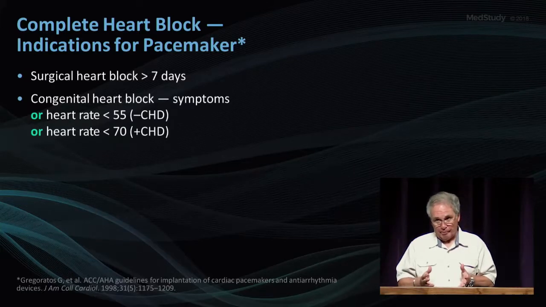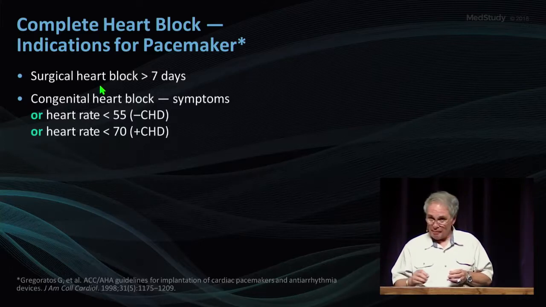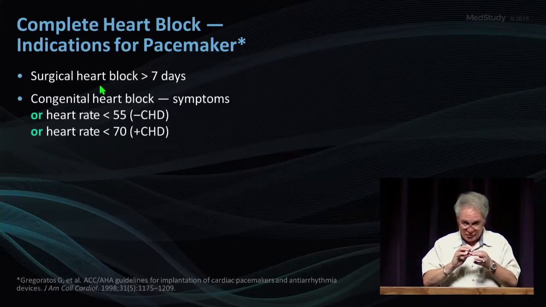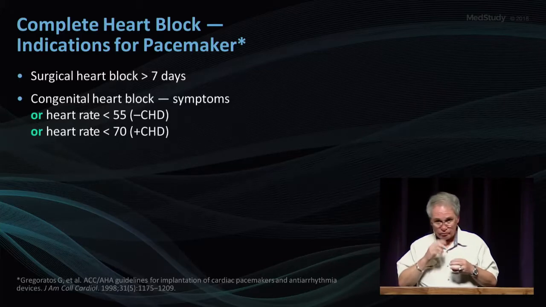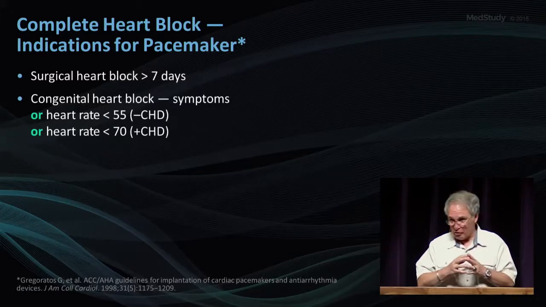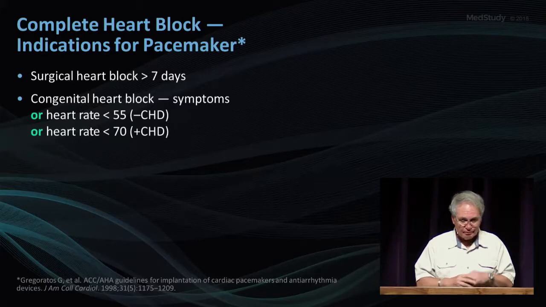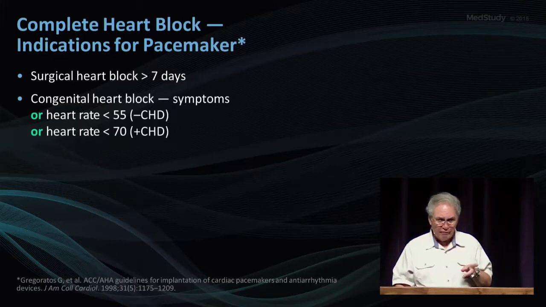How do we treat complete heart block? Well, pacemaker. When do we do it? For surgical heart block, meaning that child who had the conduction system injured by a surgeon, I'll give that kid 7 days. I don't care what the heart rate is. I don't care how good the kid looks. If he or she's still in heart block, they get a pacemaker because it has a bad prognosis. The infant with congenital heart block, you got some time.